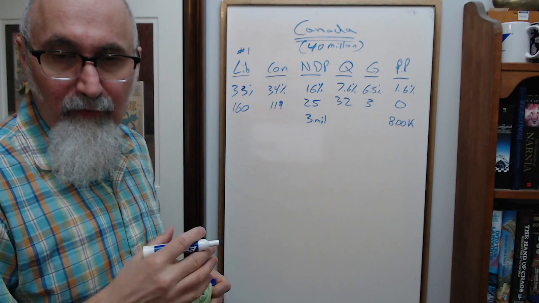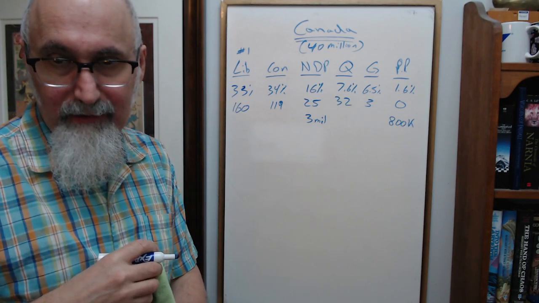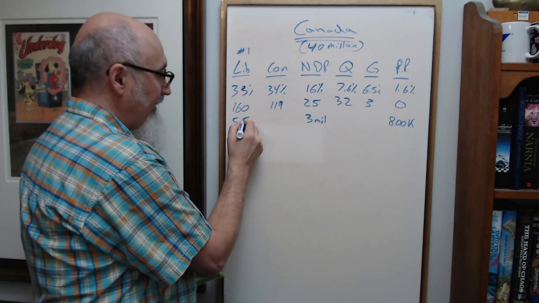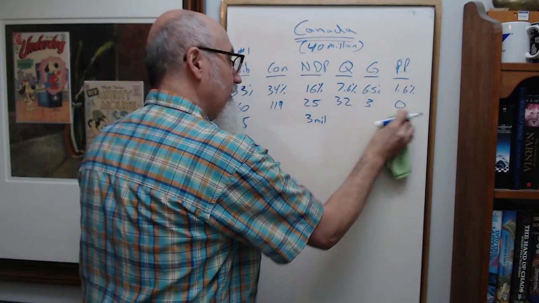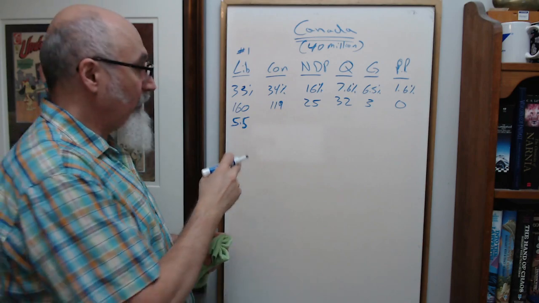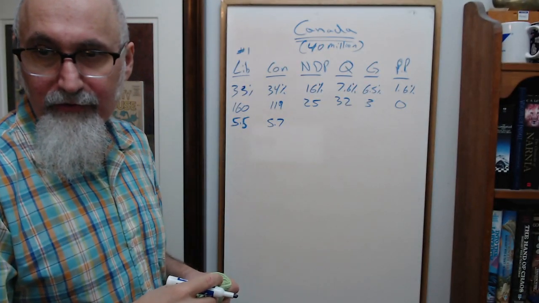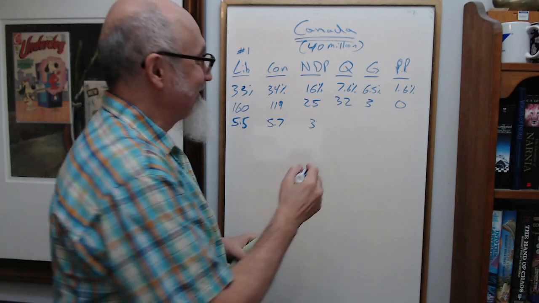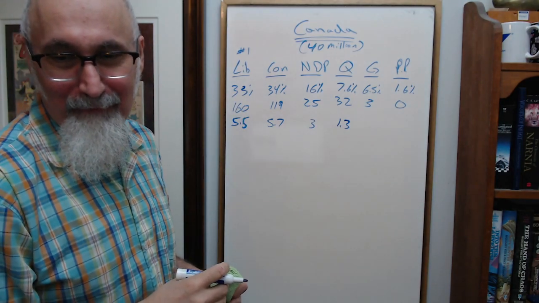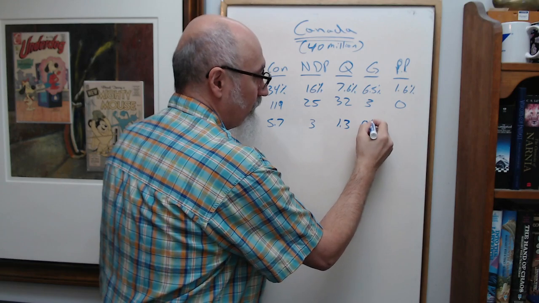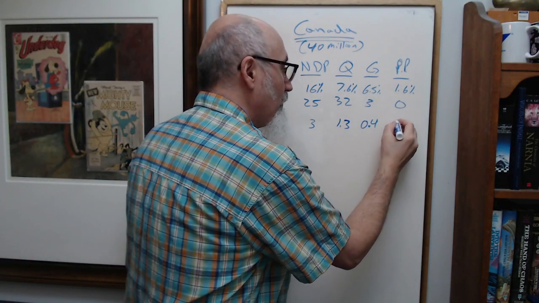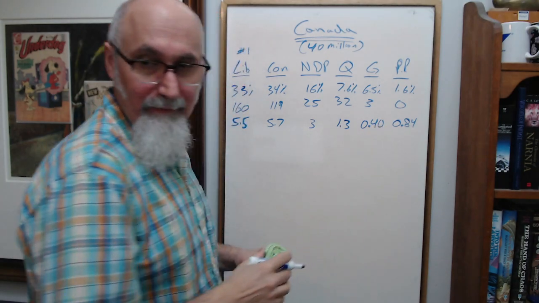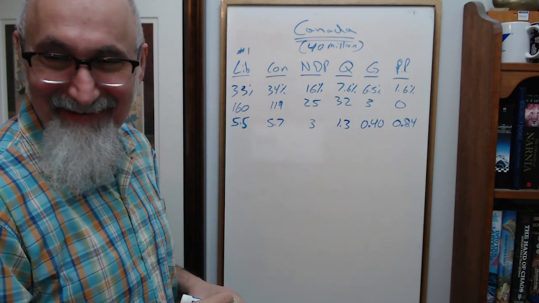Okay. The number of people that voted, the popular vote, check this out. The popular vote was this. 5.5 million. Okay, we'll do it with decimals, that way it's clear. 5.5 million voted for Liberals. 5.7 million voted for Conservative. 3 million voted for NDP. Crazy. 1.3 million voted for Bloc Québécois. 0.4 million voted for the Greens. And 0.84 million voted for the People's Party, and I'm rounding this one.